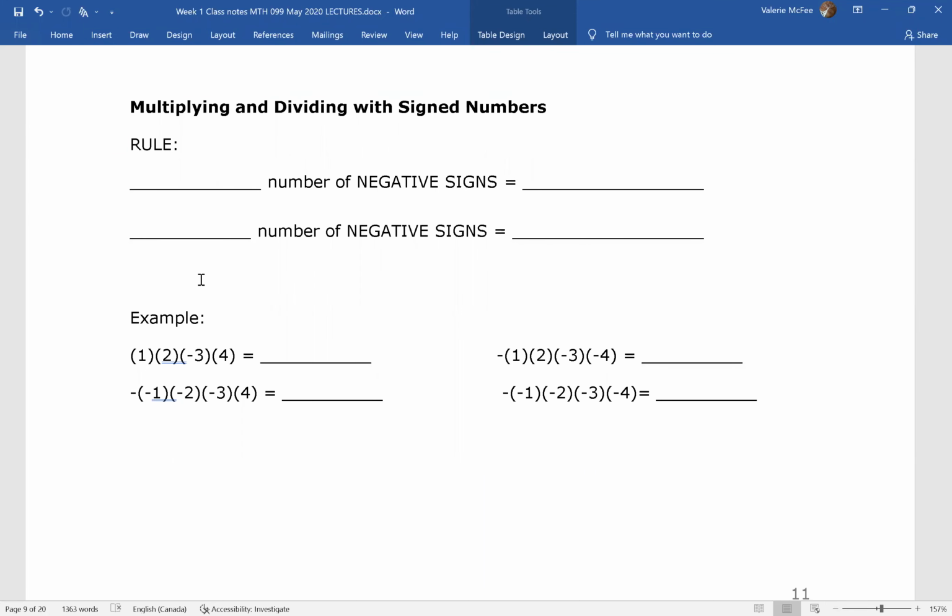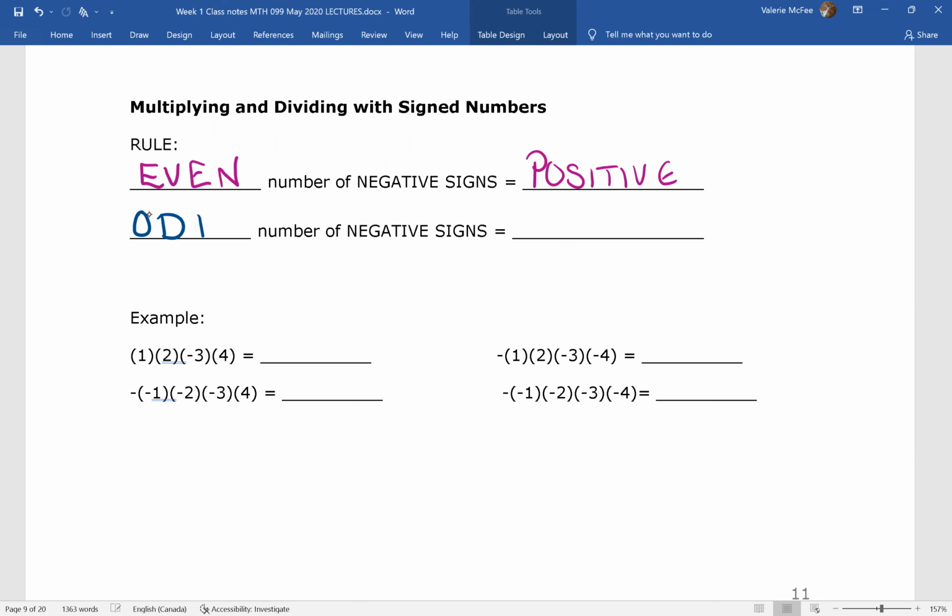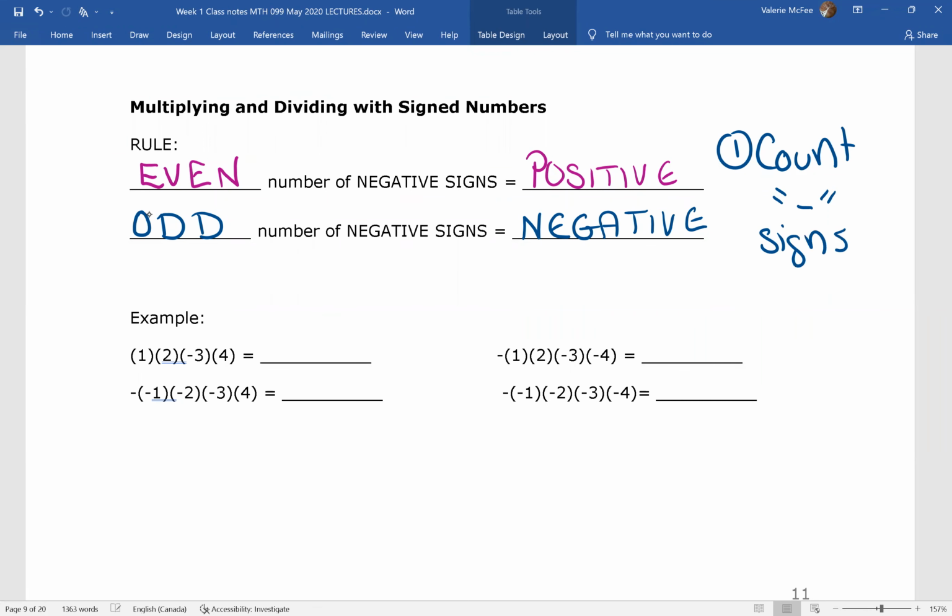Again, we have a rule. If there is an even number of negative signs, then our answer is positive. If we have an odd number of negative signs, the answer is negative. So the first thing you should do is count the negative signs. And then you should multiply or divide.